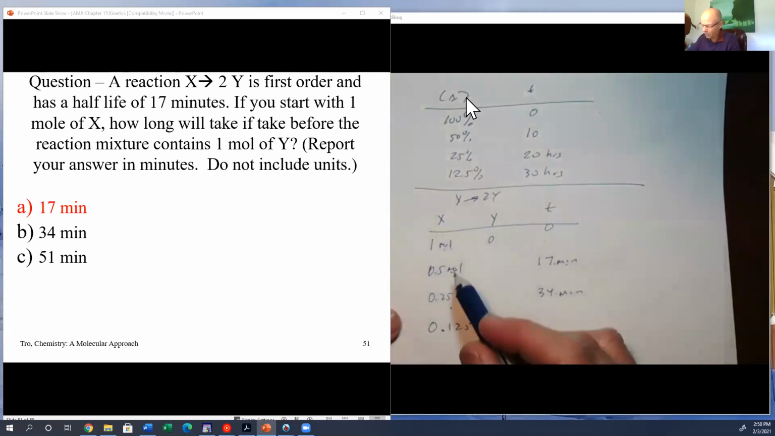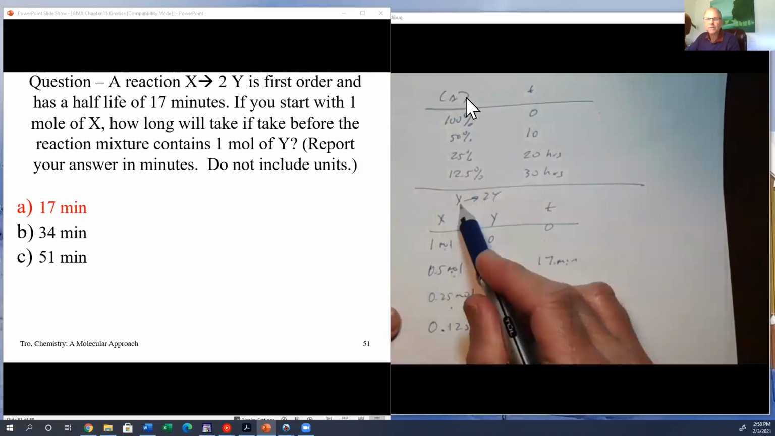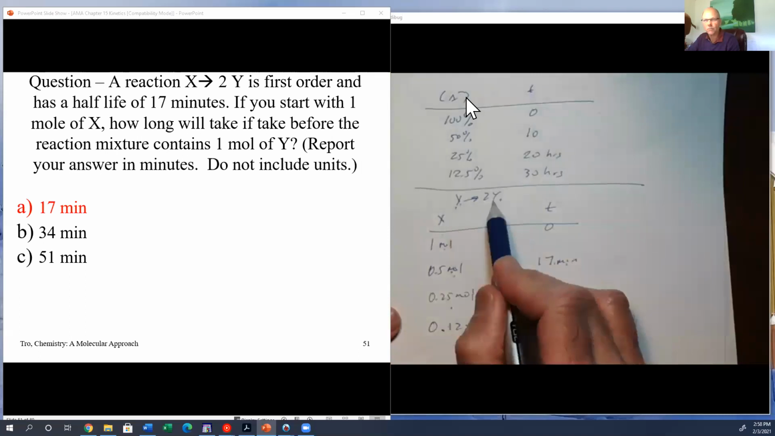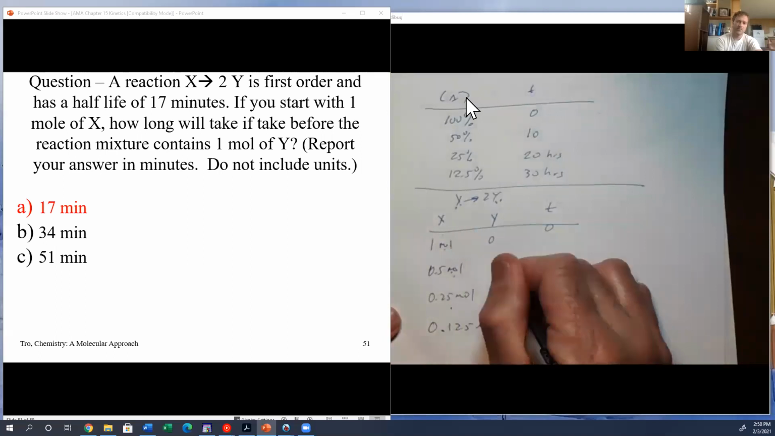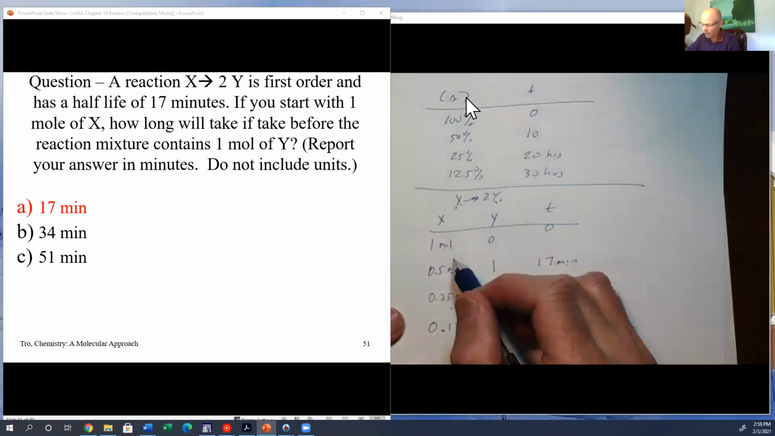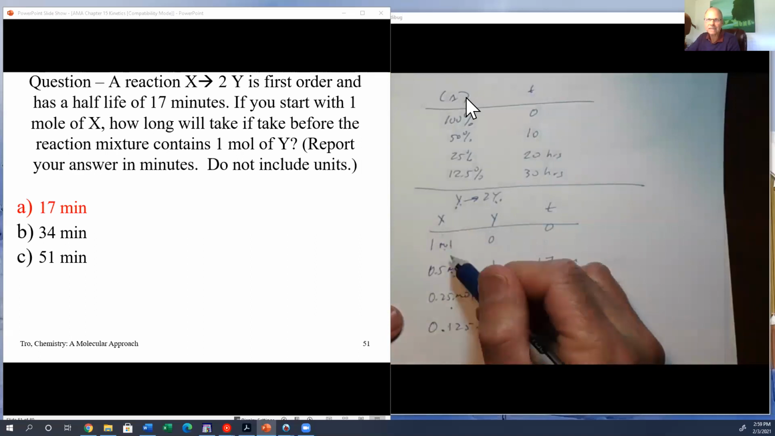Now, this half-life problem becomes a stoichiometry problem. If half a mole of X reacts, how many moles of Y are formed? If 1 mole of X reacts, I get 2 moles of Y. But if half a mole reacts, I get 1 mole of Y. When 0.25 moles of X are left and 0.75 moles have reacted, how much Y do I have?